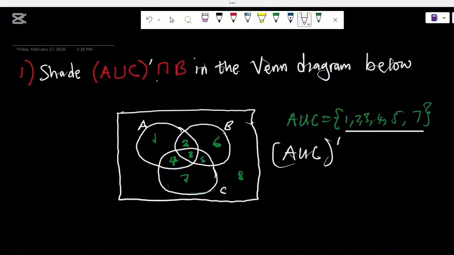That's why it is also specifying here that it's not just A union C complement, but also intersection B. So include the elements that are in set B. When you include the elements that are in set B here, you have 6. And since we are not including A union C, then that's the part that we should shade. So we need to shade this part. And so this is how you shade sets like this one.